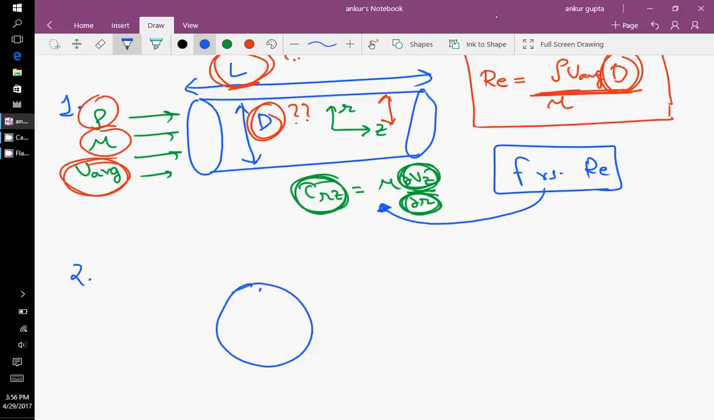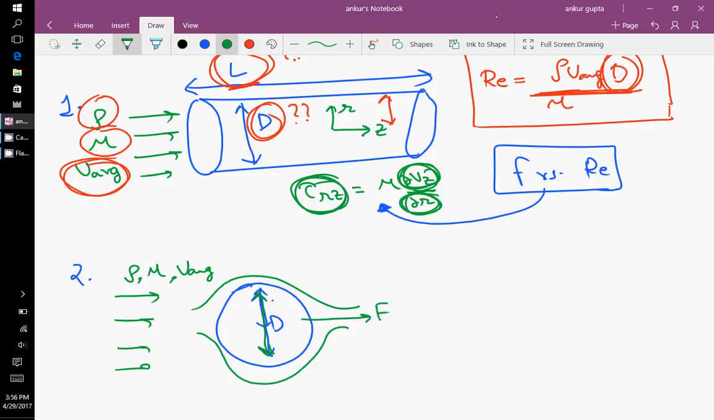Okay, so now let's talk about the second case we discussed, which is flow around an object. Again we had the diameter of the sphere D, and we were flowing some fluid around this with density rho, viscosity mu, and velocity u average. So diameter D, and the flow will go around this, and we know that there will be some drag which this will experience. So we again defined a Reynolds number here, one of the critical dimensionless numbers, starting from rho, mu, and u average.